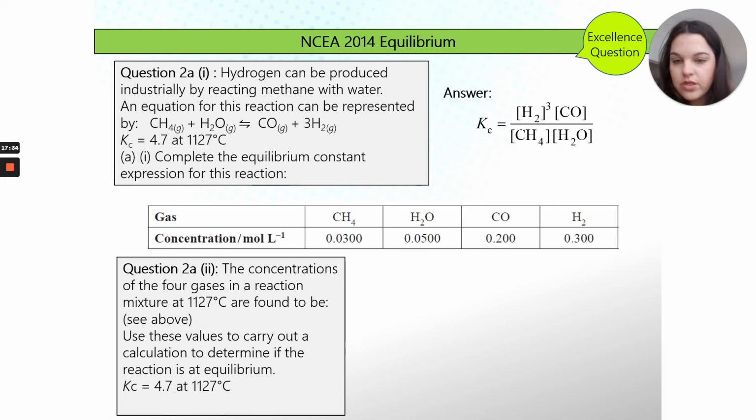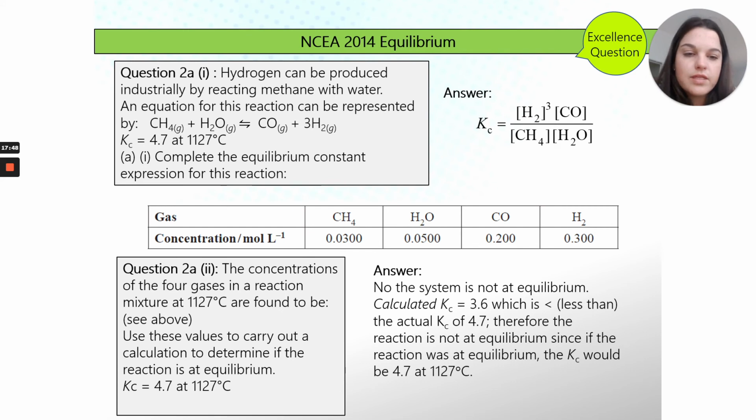Okay, next question. The concentrations of the 4 gases in a reaction mixture at this temperature are found to be here in the table. Use these values to carry out a calculation to determine if the reaction is, in fact, at equilibrium. So we're just going to substitute all those numbers. You should get 3.6, which is not equal to 4.7. It is less. So therefore that means, no, we are not at equilibrium.